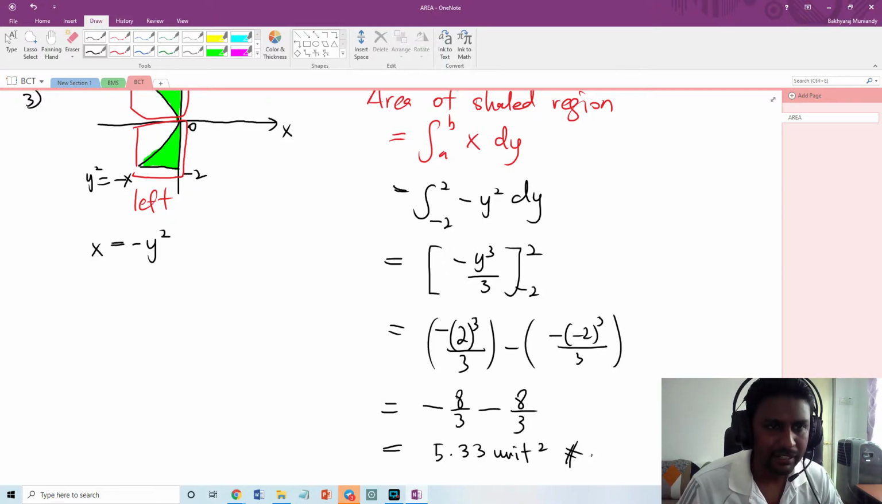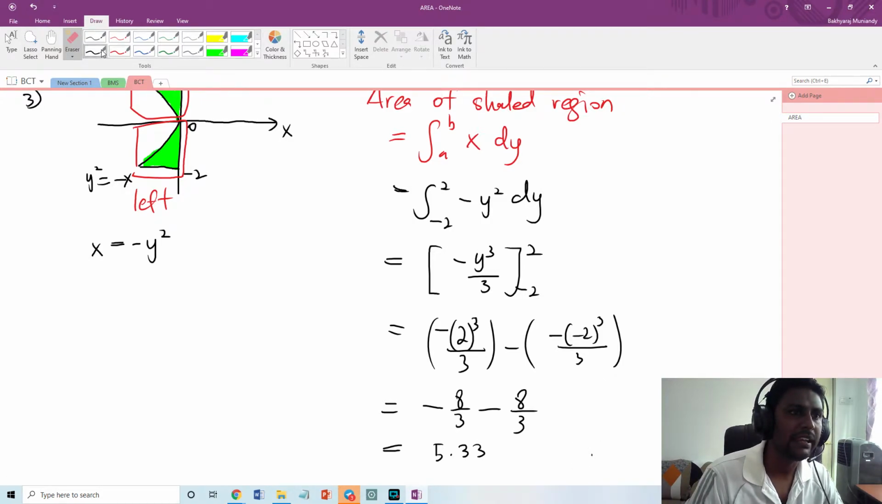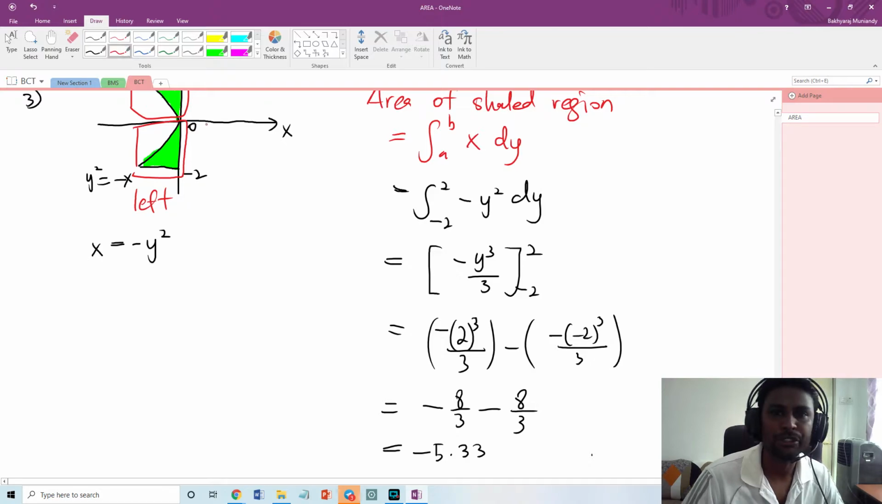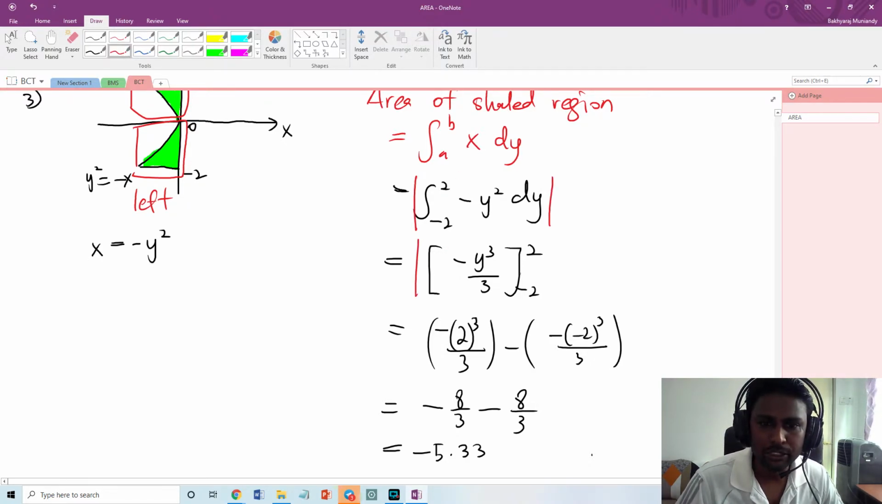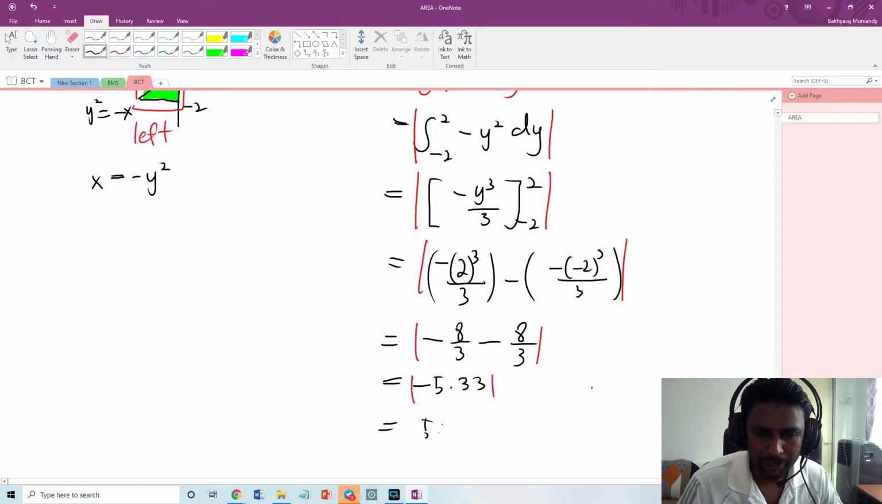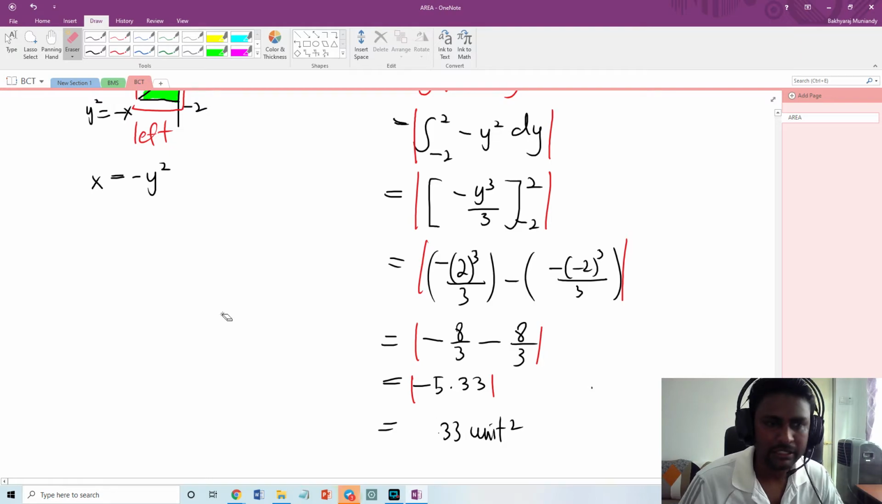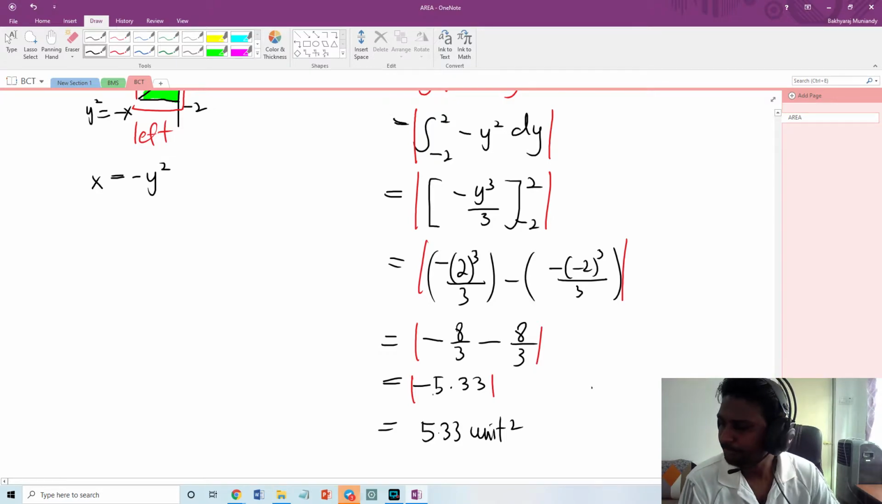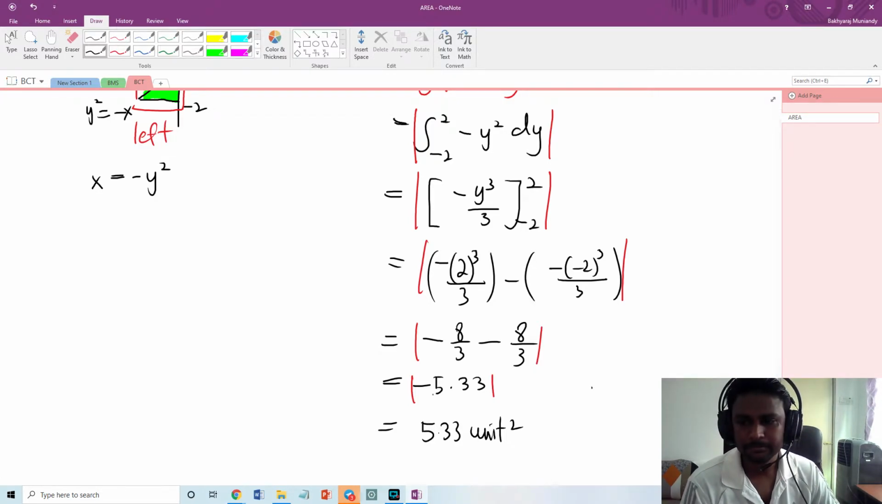Okay, but we have negative, right? Oh yeah, I think I missed one thing. We have negative, sorry, so since kita ada negative, I have to do modulus. So I do modulus here, I do modulus here, and everything I need to do modulus. And then the last answer I put in positive answer. So the positive answer will be equal 5.33 unit square. Okay, sorry just now, I missed the negative. Okay, one more example, number 4.